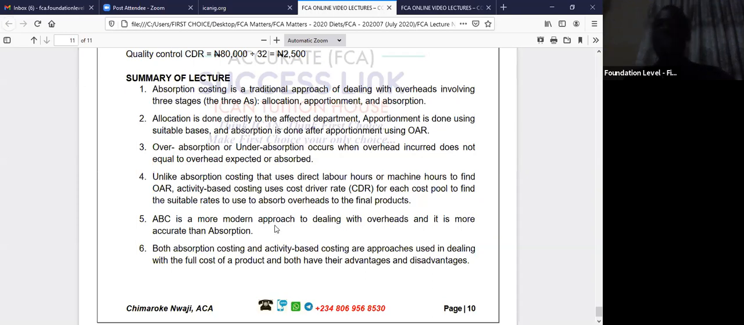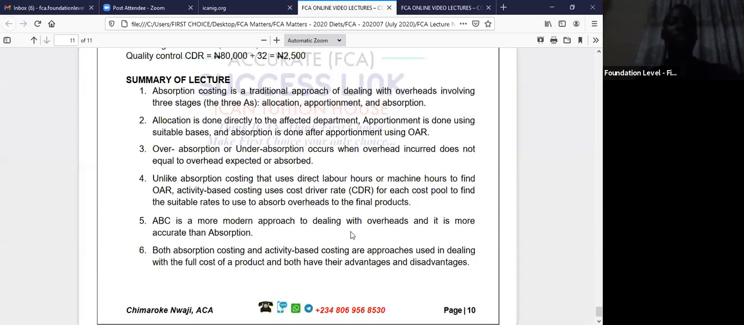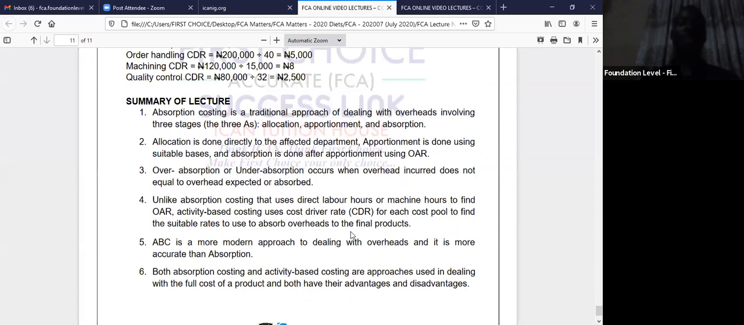Okay, we also saw ABC as a modern method of absorption costing. We said absorption costing requires cost centers that are noun in nature and overhead absorption rates. ABC requires cost pools that are verb in nature, and we need cost driver rates. So these are the things you need to know in today's class. How to deal with overhead absorption, get the rate, and absorb it into the product using the OAR. While with ABC, you need to get several cost driver rates and integrate them into the product.